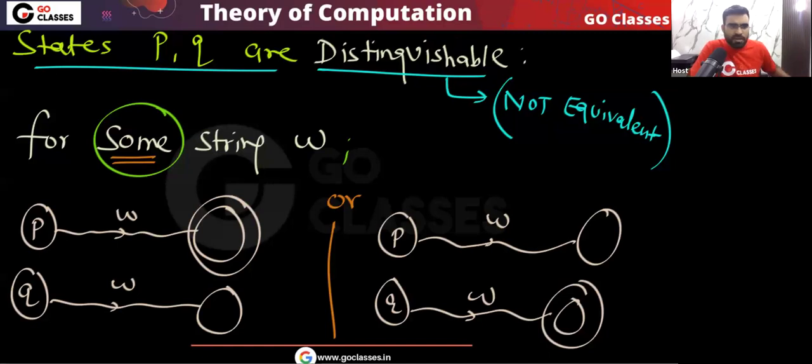Is this point clear? So this is the idea: for some string, P is going to final, Q is going to non-final, or P is going to non-final, Q is going to final. In this type of situation, I can say that states P comma Q are distinguishable, or not equivalent. Is this point clear? Please tell me. Very simple. Now we will do a lot of practice, and then this concept will become very clear.